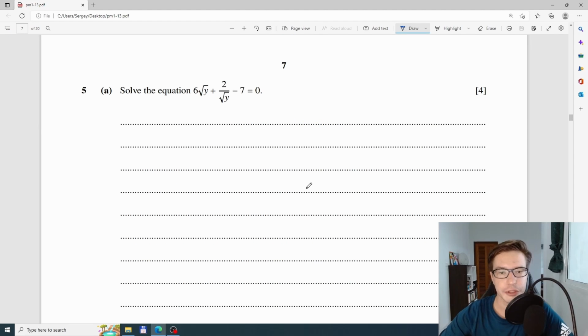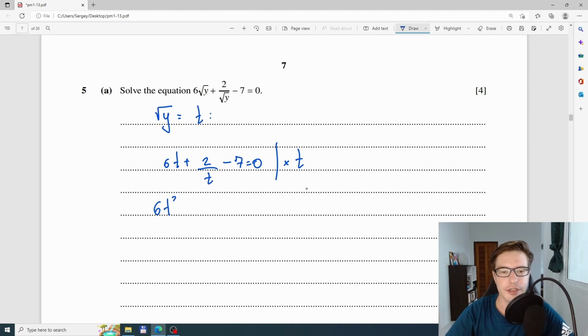Next, I have to solve the equation. To start with, I will say that the square root of y equals t, so I'm making a variable change, so I get 6t plus 2 over t minus 7 equals 0. I have to solve that, and I will multiply everything by the denominator, which is t, so I get 6t squared minus 7t plus 2 equals 0. That's a simple quadratic. I'm just going to use the formula.